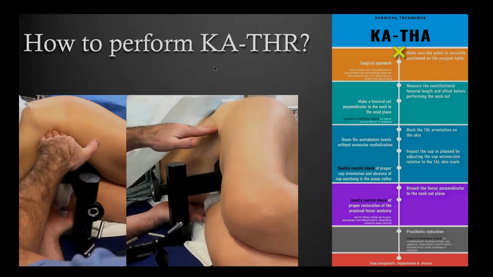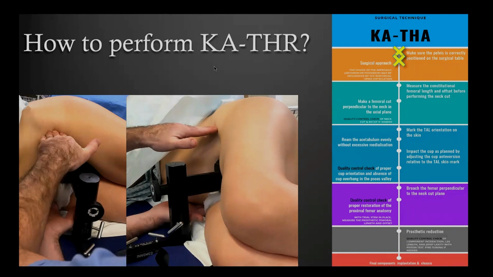So performing the kinematic hip is not that complex. It's just a little bit different and needs to be learned. I'm going to show you how to do it through a posterior approach. So you do the positioning, making sure the pelvis is well positioned. I usually do this, making sure that the ASIS are well aligned in the sagittal plane.